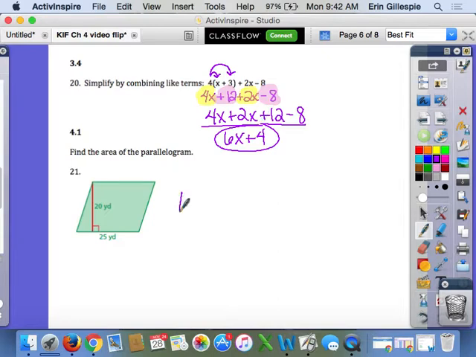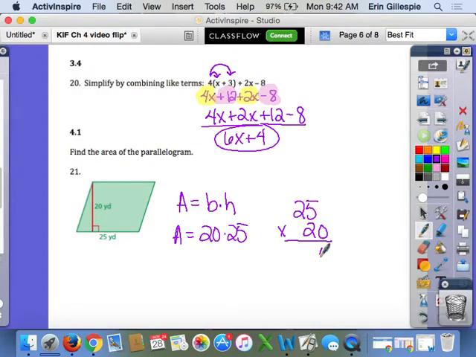21, find the area of a parallelogram. The area of a parallelogram is base times height. So we would do 20 times 25. You can use a little bit of a trick here. Since 20 ends in a 0, you can write it like this. Just bring that 0 on down. 5 times 2 is 10, carry the 1. 2 times 2 is 4, plus 1 is 5. So that'd be 500. Don't forget your units. Yards squared. Area is always the units squared.